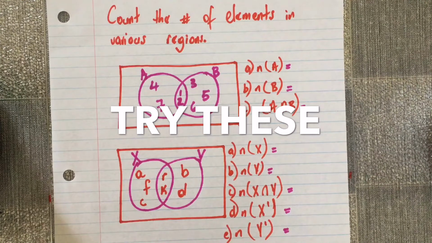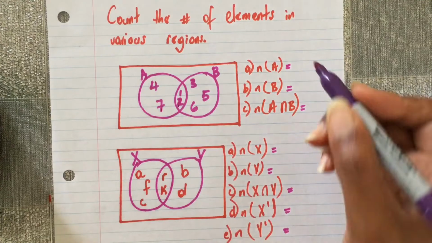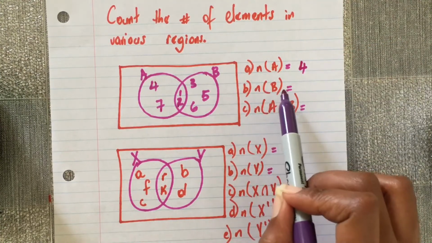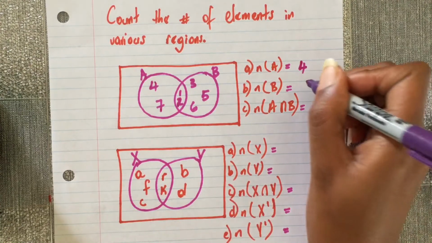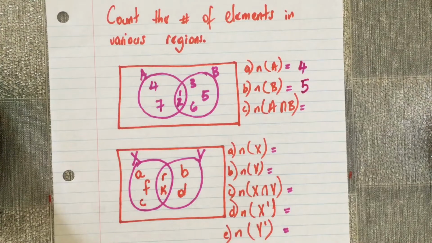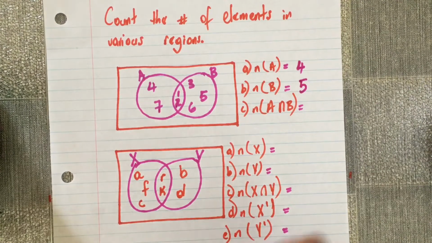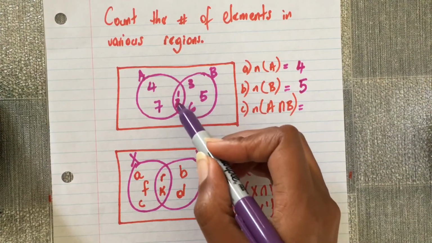Okay, let's move right into it. So for set A, we have 1, 2, 3, 4 elements. And for the number of elements in set B, we have 1, 2, 3, 4, 5 elements or 5 members. And for C, the number of elements in A intersect B, which would have been this region, we have 1, 2.